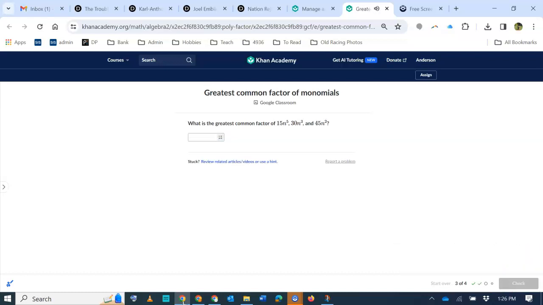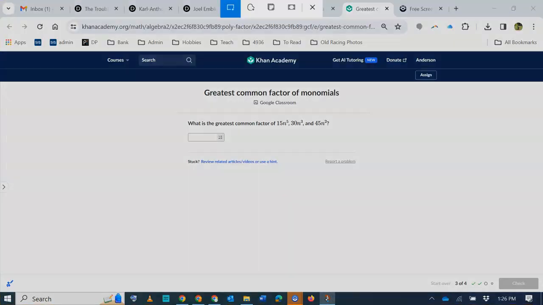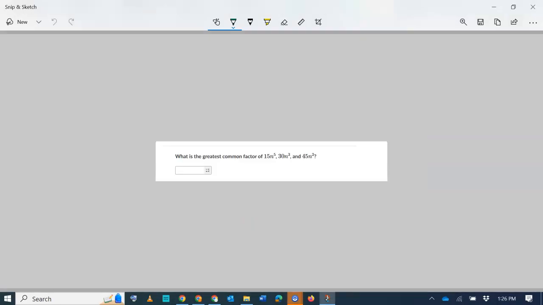Okay, and one more real quick: 15, 30, and 45. Right away, I can tell in this problem, look at the smallest number, which is 15 here. 15 goes into 30 and 45. So our number will be 15 right away. And we have 5 n's, 3 n's, and 2 n's. So 15n squared. I'm done.